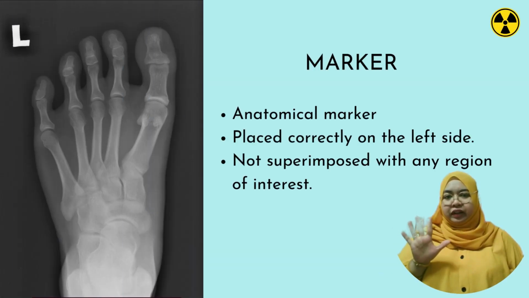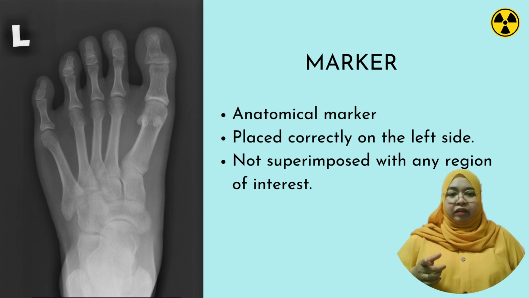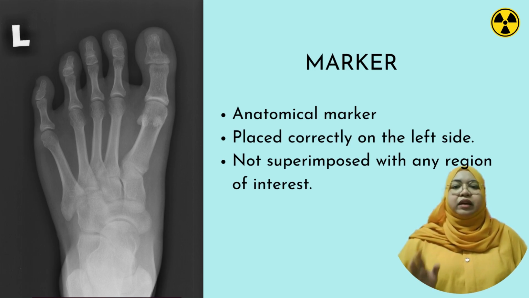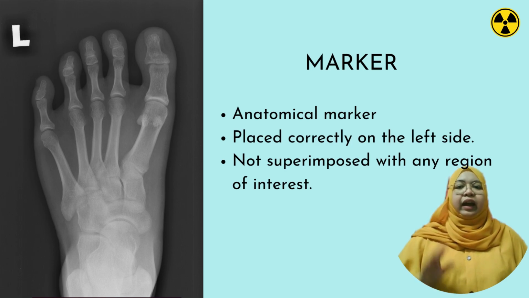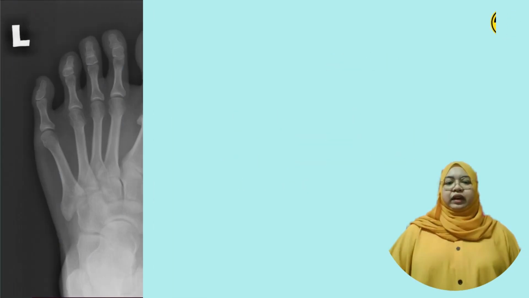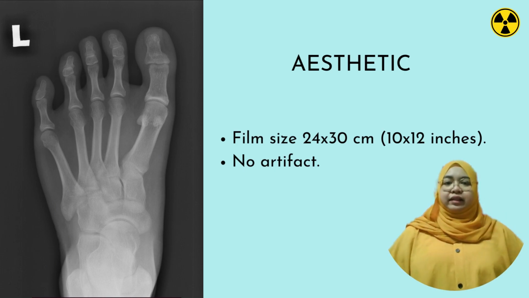Okay, the fifth criteria is marker. That means the anatomy marker that we use in the radiograph. From this radiograph, we can see clearly there is an anatomy marker inside the radiograph. Then, we can see that the marker is placed correctly on the left side and not superimposed with any region of interest. Next, the sixth criteria is aesthetic.